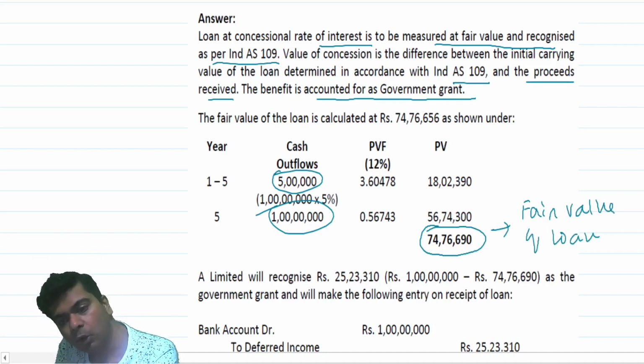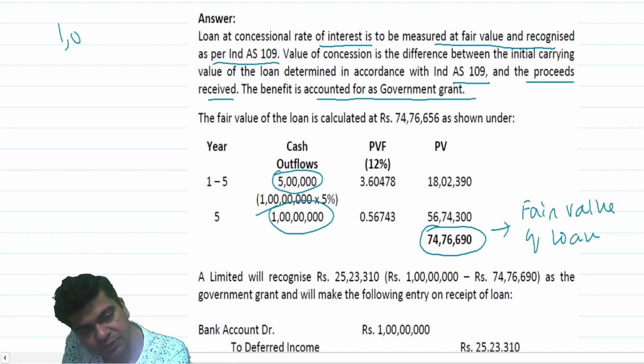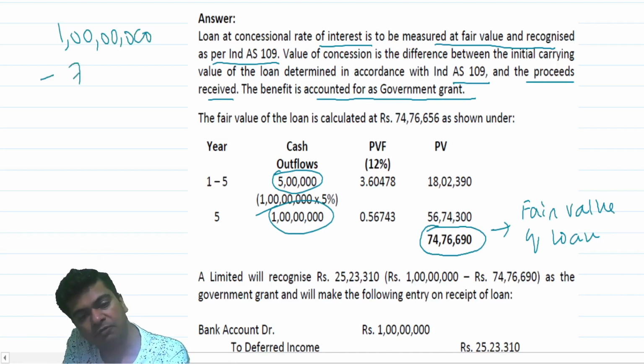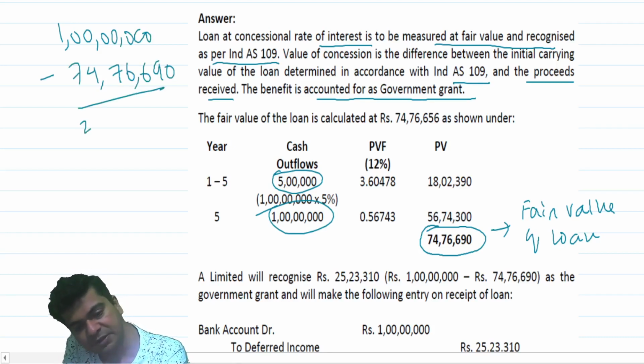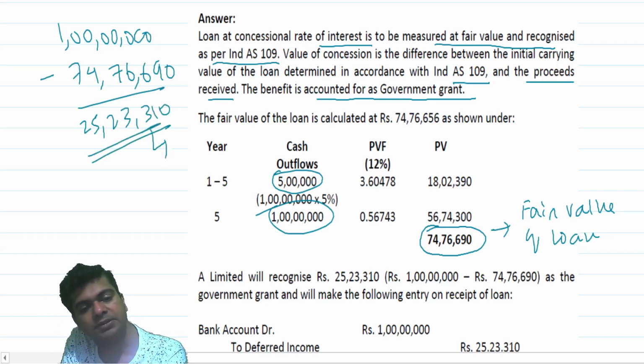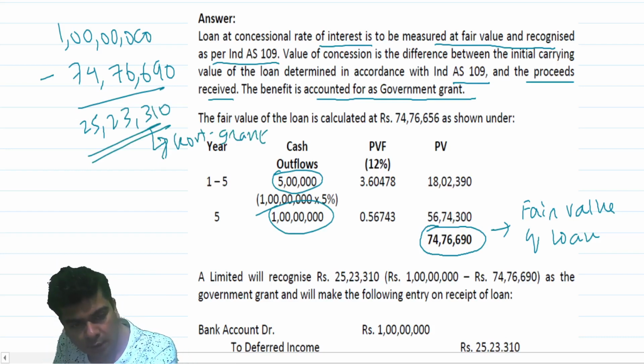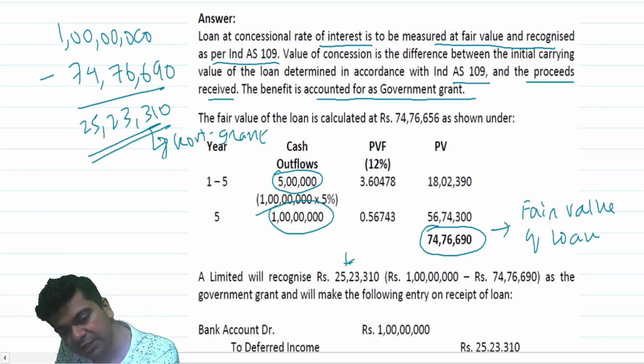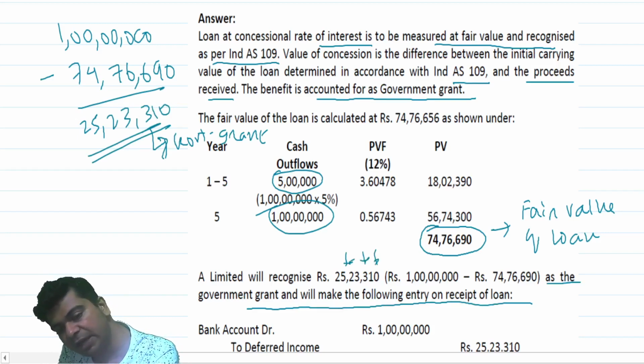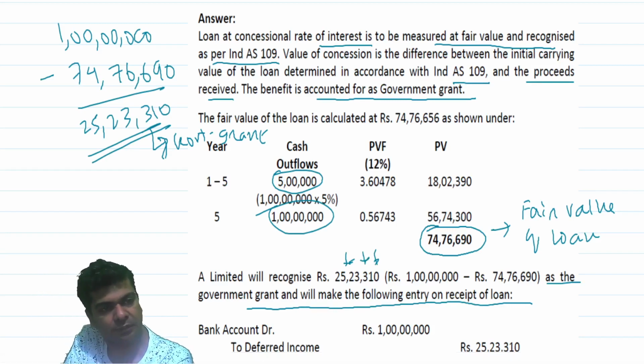Total money received by you is 1 crore. From 1 crore, deduct the amount of the loan, 74,76,690. The difference is 25,23,310. This is your government grant, right? They are saying A Limited will recognize 25,23,310 as the government grant and will make the following accounting entry.